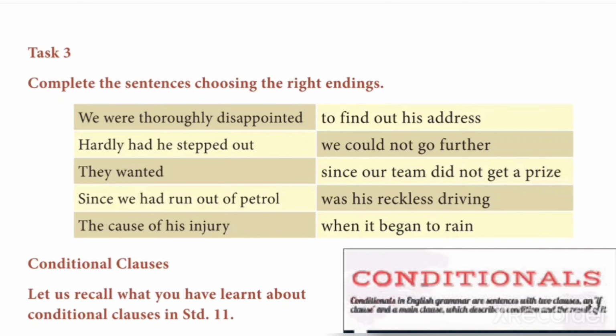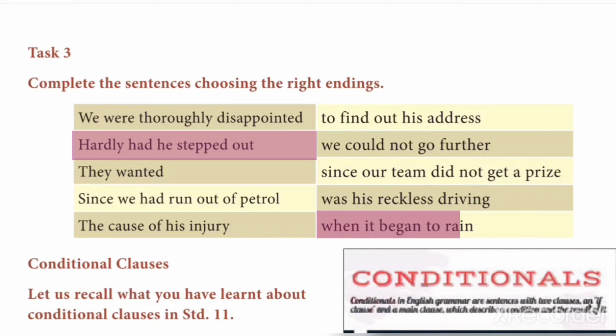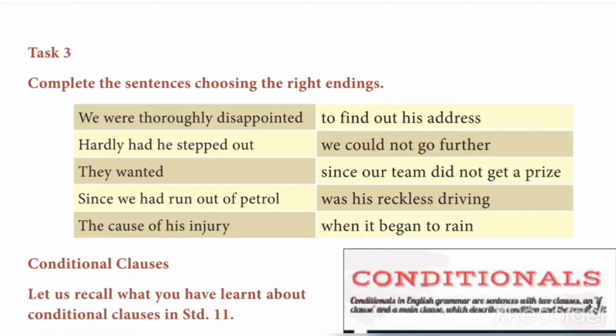The second one on the left, hardly had he stepped out, and the fifth one on the right, when it began to rain. These two match. Then the third one on the left, they wanted, and the first one on the right, to find out his address. These two match and make a sentence. And the fourth one on the left, since we had run out of petrol, and the second one on the right, we could not go further. These two match and make a sentence.